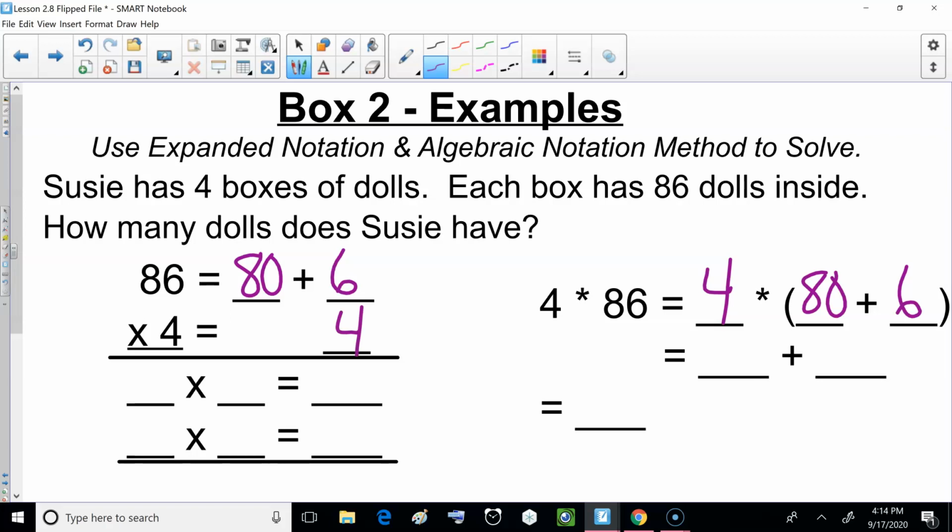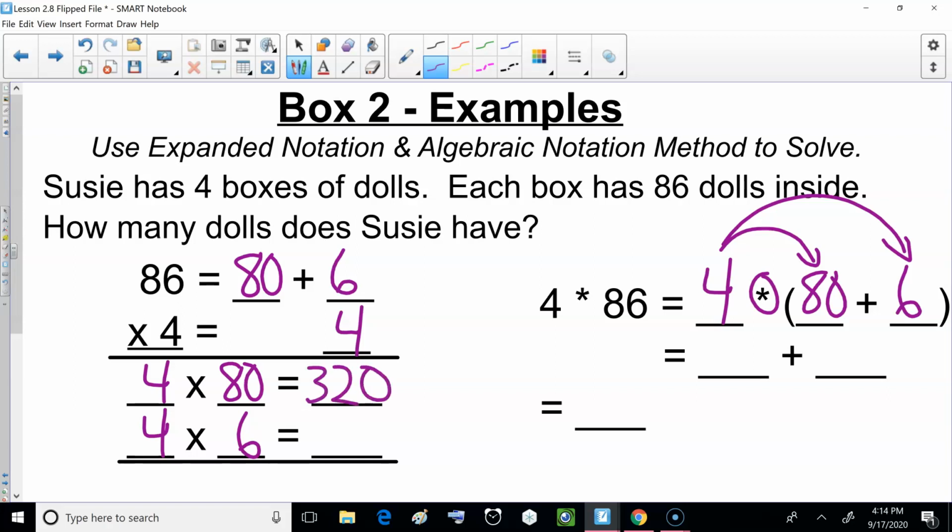Now we know we have to take our 4 in our expanded notation problem and do both parts. So 4 times 80 and 4 times 6. In our distributive property, our algebraic notation method, we're multiplying this one and also this one, because we're multiplying both parts of those numbers. So 4 times 8 tens would be 32 tens, which means I need a 0 in the ones column. 4 times 6 is 24, and that gives me an answer of 344.